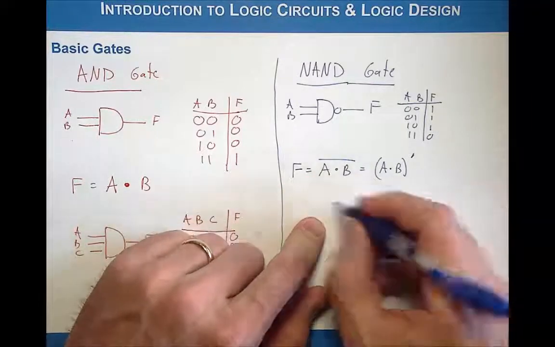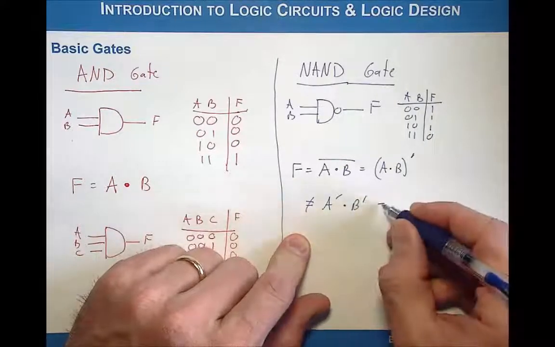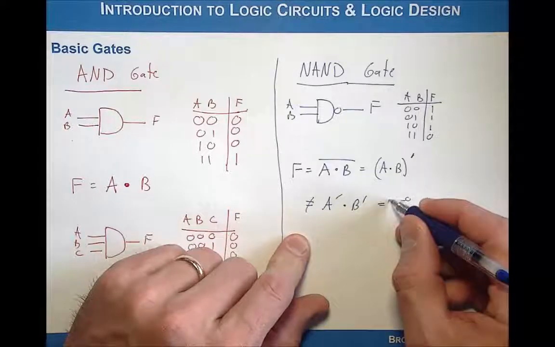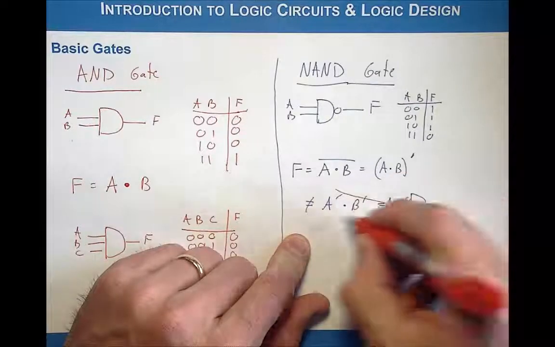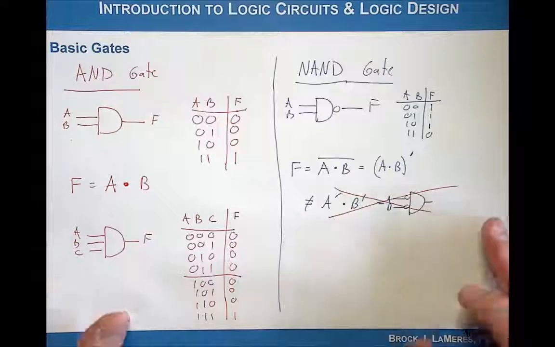That's not the same as saying A NOT ANDed with B NOT. This would be equal to A going through an inverter, B going through an inverter, and then going into an AND gate. And that is not a NAND gate. So you kind of got to keep that in mind. So that's an AND gate and that's a NAND gate.